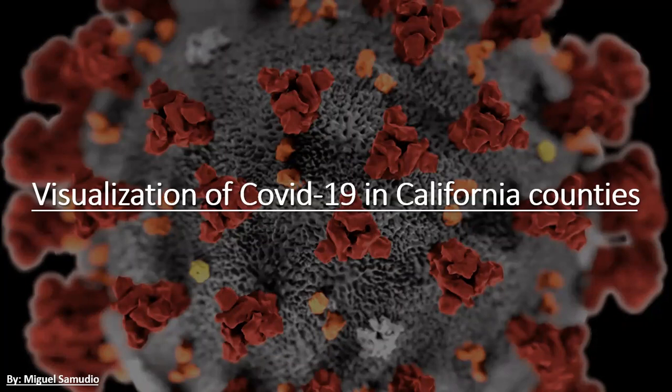For my presentation, I will be talking about the visualization of COVID-19 in the California counties. I wanted to examine the data source I got from catalogdata.gov. This data set is large, with over 50,000 rows and 8 columns. The topic I'll be talking about is the COVID-19 outbreak in California.